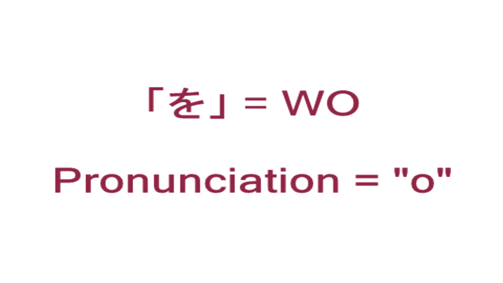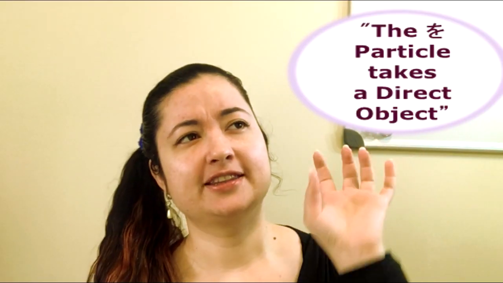Let's start by saying that even though this particle is written as W-O in Japanese, it is actually pronounced as if it was just the letter O. And then the second thing that's important to mention is that if you look in any dictionary or textbook, what it's going to say is the wo particle takes a direct object. And I remember the very first time when I read this and I was like, what does that even mean? Well, what it means is that you must always have a subject.